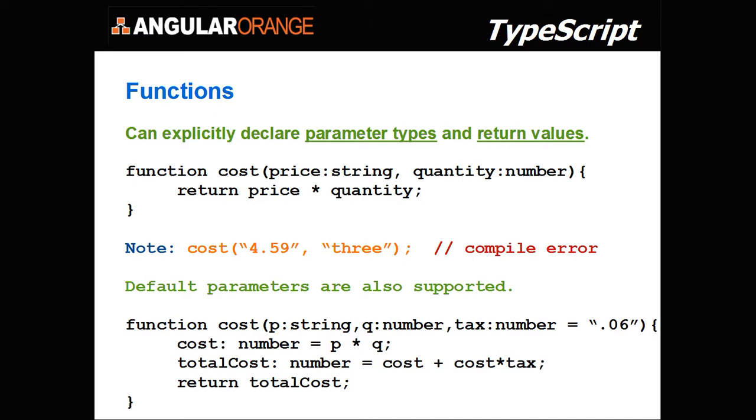And default parameters are also supported. We have a function cost, and I say p is a string, q is a number, and tax is a number, and it's equal to 0.06. This would mean that the default value for tax would be 0.06. And so I could call this function with two arguments.